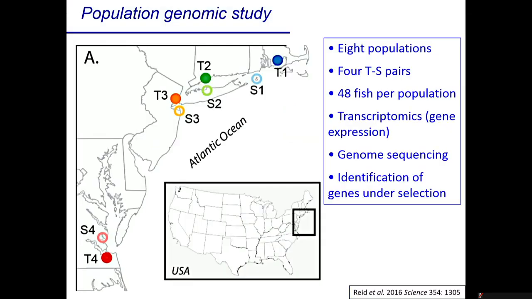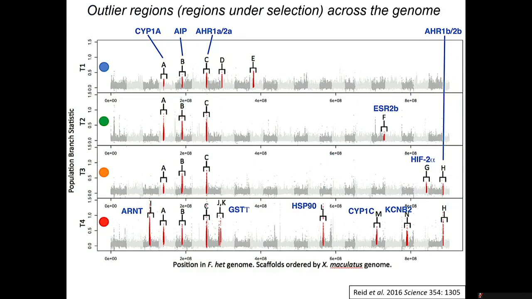To try to identify the genes that might underlie these changes in sensitivity, we looked at 8 populations of fish, 4 tolerant-sensitive pairs, and this was done in collaboration with the Fundulus Genomics Consortium. And we sequenced the genomes of 48 fish per population, and then looked for evidence of genes under selection in the tolerant populations. We found a number of outlier regions or regions under selection, and some of them are shown in red here. Several of the most highly ranked outliers were shared among all 4 tolerant populations.